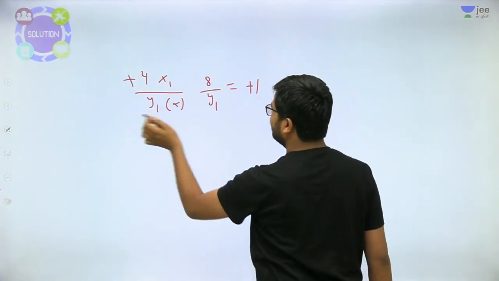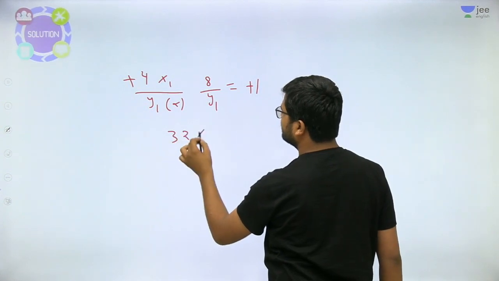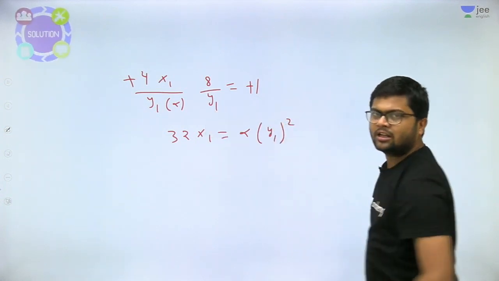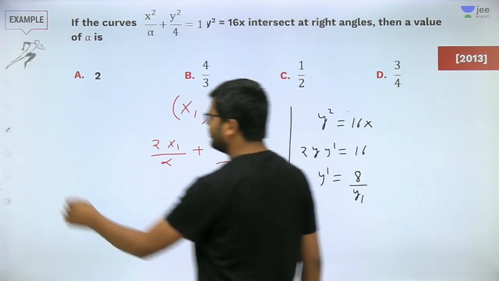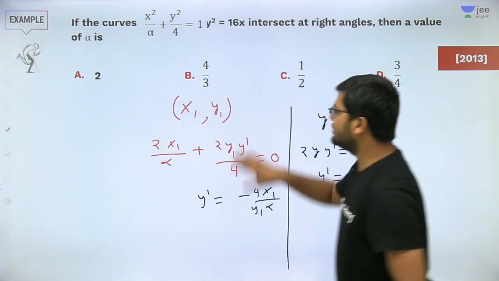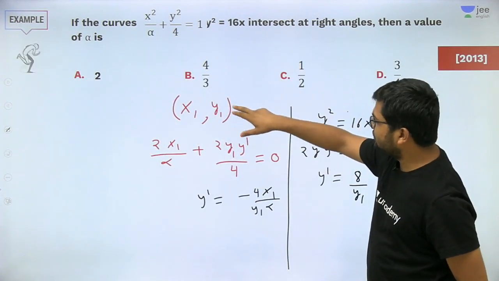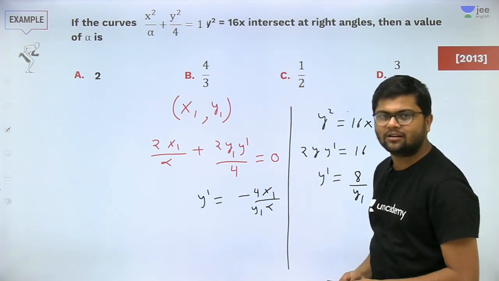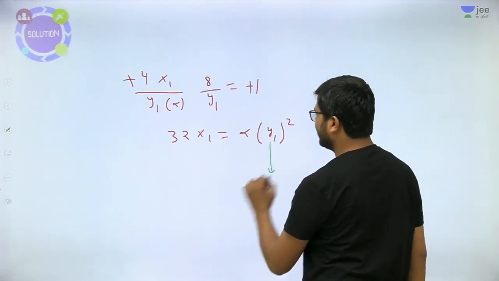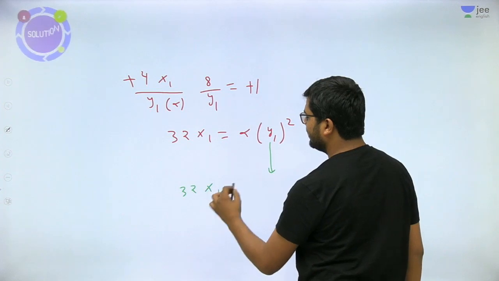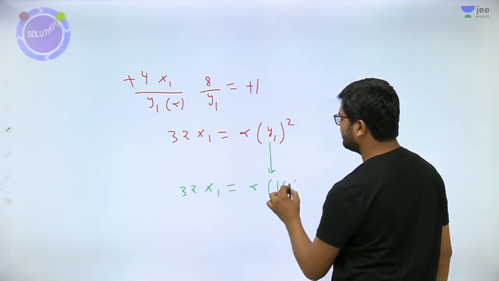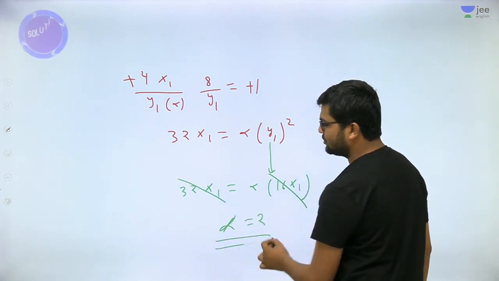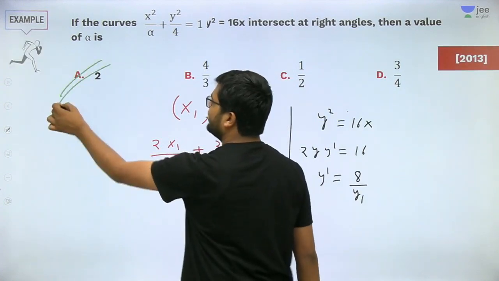So minus minus cancel out each other. This will become 32x1 is equal to alpha into y1 square. Getting my point or not? Now since this x1 y1 is the point of intersection of these two curves, it will satisfy both the equations. So y1 square can be written as 16x1. Yes or no? So 32x1 is equal to alpha times 16x1. Yes or not? So it will cancel out the whole expression and alpha will come out to be 2. So the answer will be A for Agra.